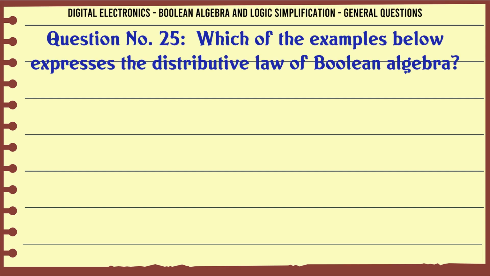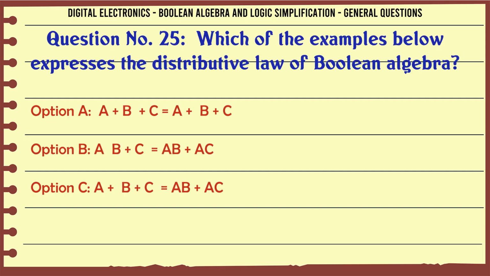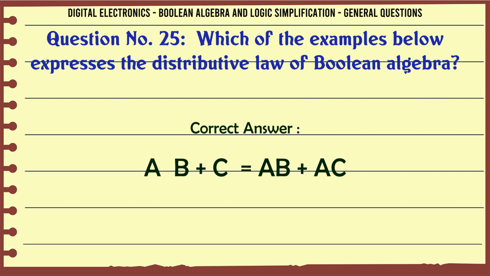Which of the examples below expresses the distributive law of Boolean algebra? A. A(BC) = (AB)C, B. A(B + C) = AB + AC, C. A + BC = (A + B)(A + C), D. A(BC) = ABC. The correct answer is A(B + C) = AB + AC.